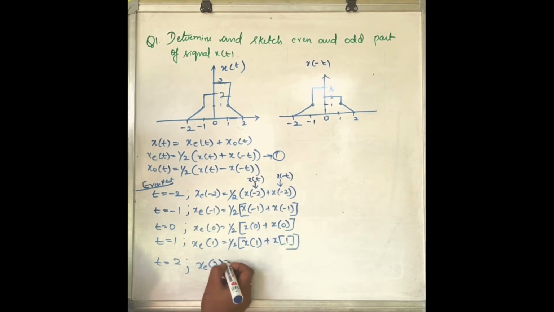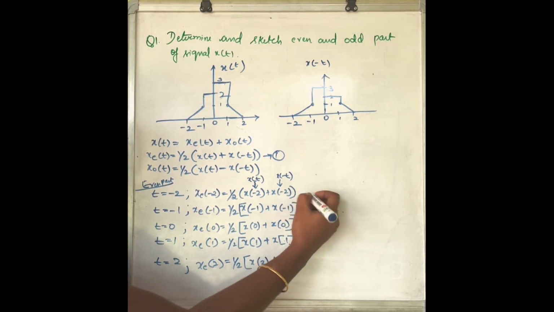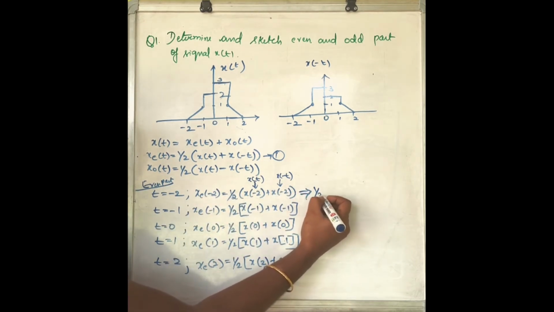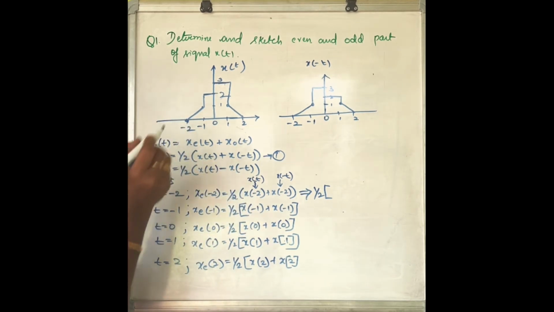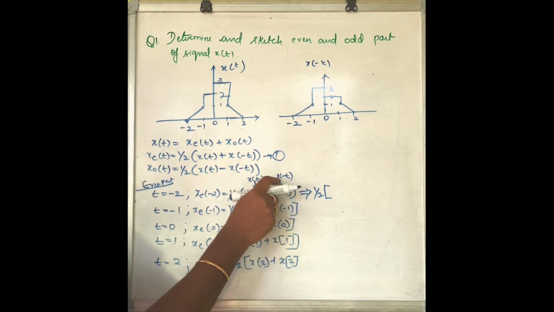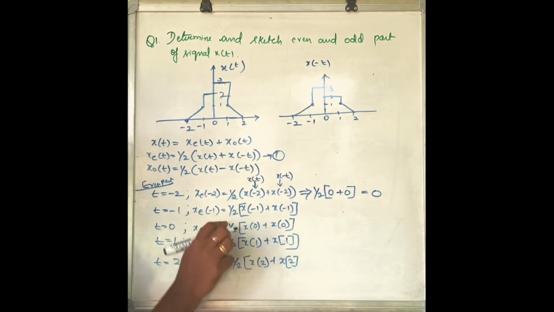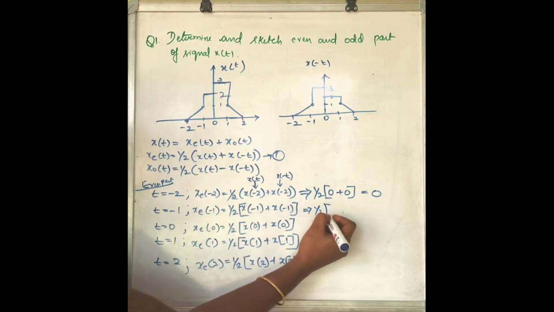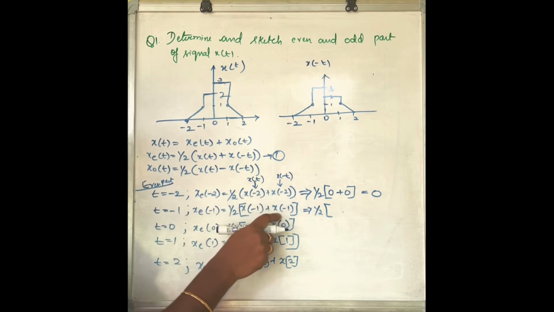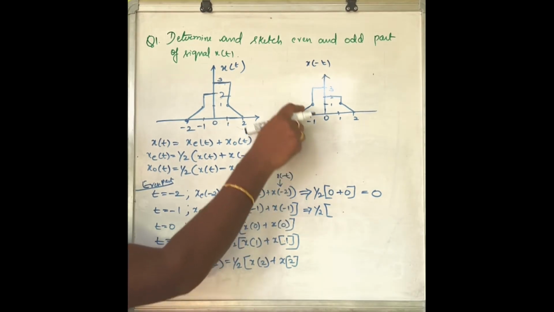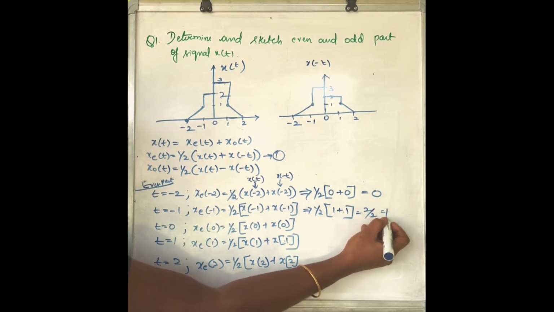Then it is x_e(t) = half of x(t) + x(−t). Now, let's solve it. At t = −2, it is half of, what is x(−2)? It is 0. And x(2) for x(−t), it is again 0. So 0 plus 0, that is nothing but 0. Next is half of, what is the amplitude at t = −1? It is 1. What is the amplitude at t = 1 of x(−t)? It is again 1. So 1 plus 1, this becomes 2 by 2, nothing but 1.